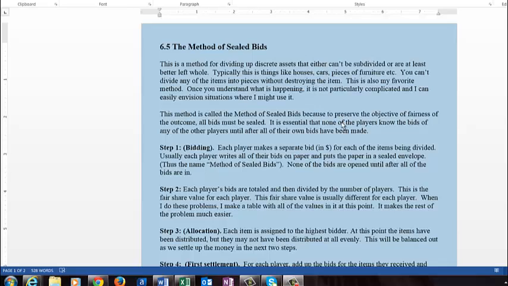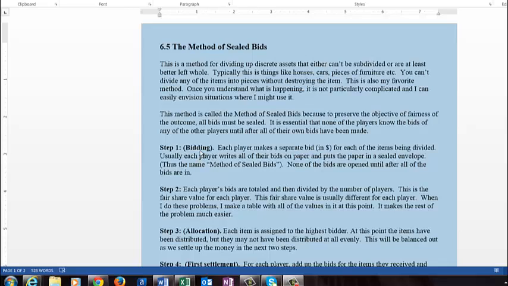Once you understand what is happening, it's not particularly complicated, and I can easily envision situations where I might use it. This method is called the method of sealed bids because to preserve the objective of fairness of the outcome, all bids must be sealed. It is essential that none of the players know the bids of any of the other players until after their own bids have been made.